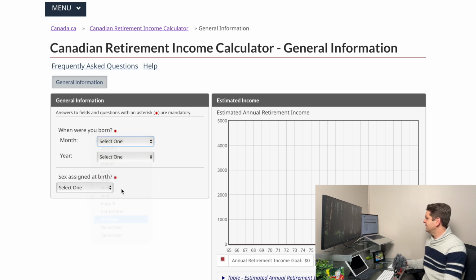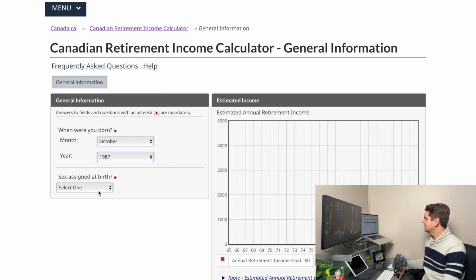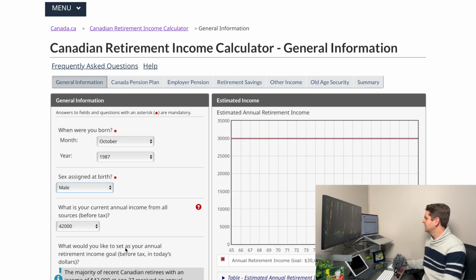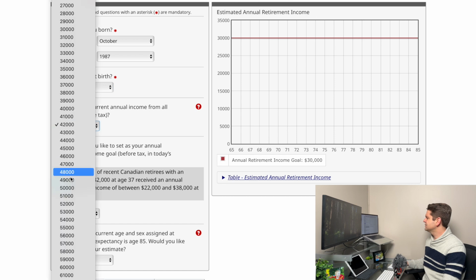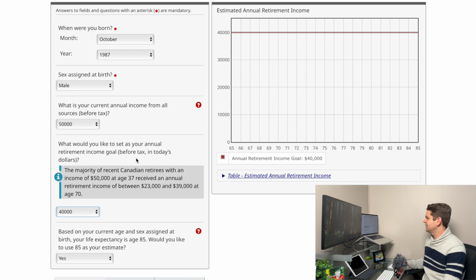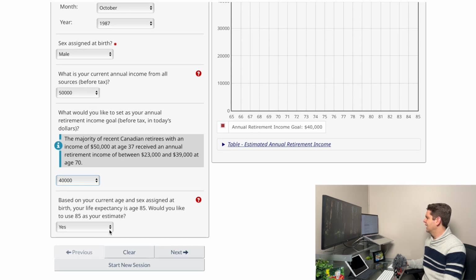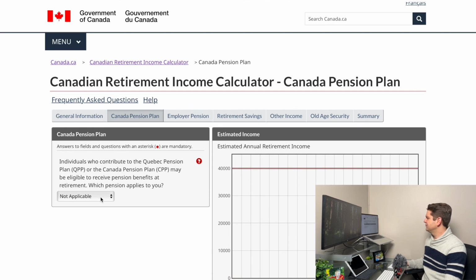So let's put in my date of birth. Okay, here we go. Then we're going to look at, okay, what's my annual income from all sources? Let's just say it's a little bit more, let's say 50,000. Then here it gives us a rough estimate of how much we're going to want in retirement, but let's say we're wanting something like 40,000 because that's a little bit more comfortable for us. And it says that our life expectancy should be 85. Let's assume that.